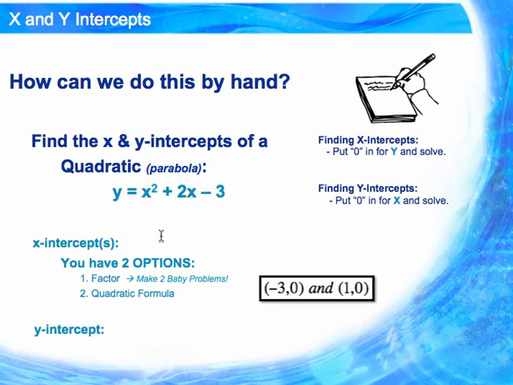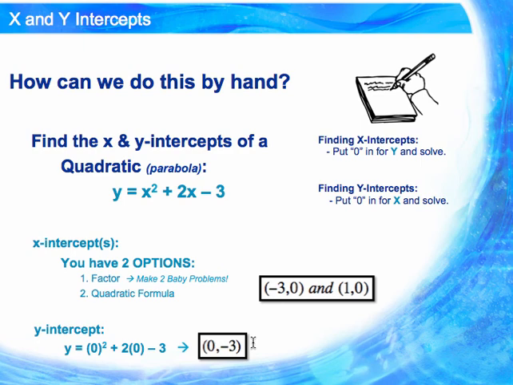But realize also there's a way to find the y-intercept simply by putting in 0 for the x values. You'll also recognize, like the slope-intercept form, this last number, when it's in standard form of this ax squared plus bx plus c, this c value will always be your y-intercept. So when you put 0 in for x, these will always cancel out, and you'll get y equals negative 3, and therefore your y-intercept will be at 0, negative 3.